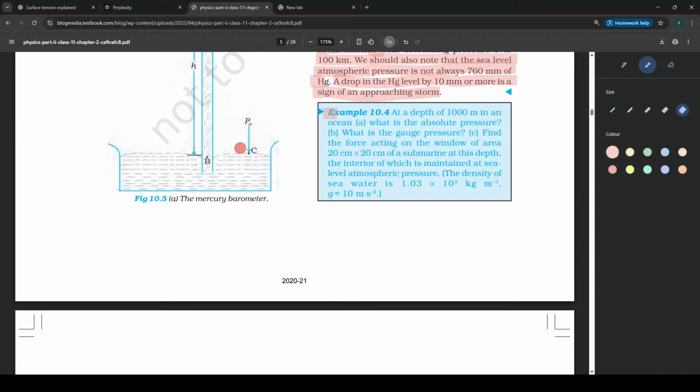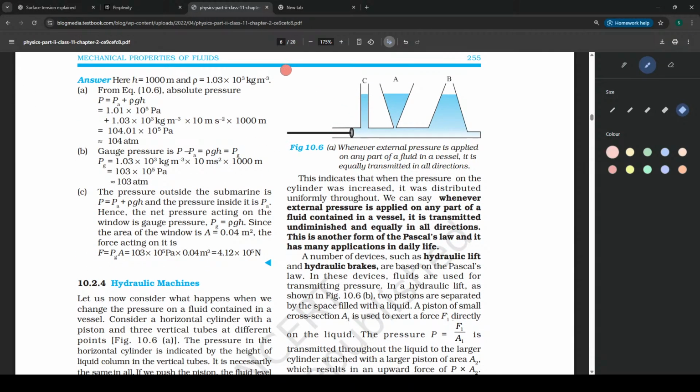Okay, let's see. At 1000 meter, and rho is equal to 1.03 into 10 power 3. Substituting in this formula, we will get P equal to 104 atm, where 1 atm is roughly equal to 1.01 into 10 power 5 Pascal. Here it is 104 atm. Gauge pressure, which is equal to P minus PA, which is equal to rho gh, is approximately equal to 103 atm.